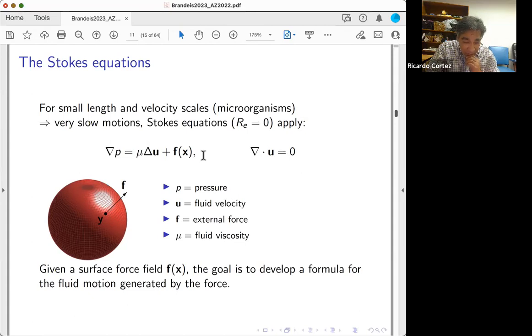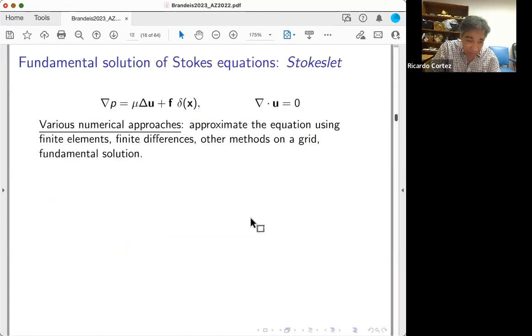Okay, so this is going to be the model equation: incompressible fluid and viscous flow. There's lots of ways of solving these equations. People use immersed boundary methods or other things. I'm going to show you the method of regularized Stokeslets, which is based on the fundamental solution of this equation.